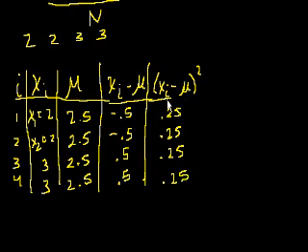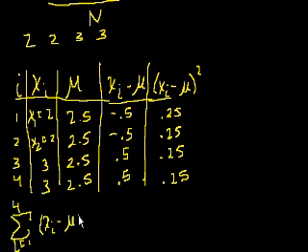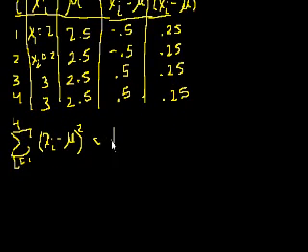So if we wanted to know the sum from i equals 1 to 4 of x sub i minus the mean, which is 2.5, squared, this is equal to what? The sum of all of these numbers. This is just saying sum all of these. So sum all of these, 0.25, so that's equal to 1. But this isn't the variance yet.